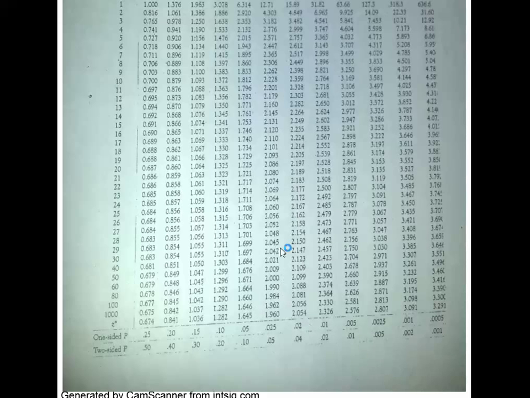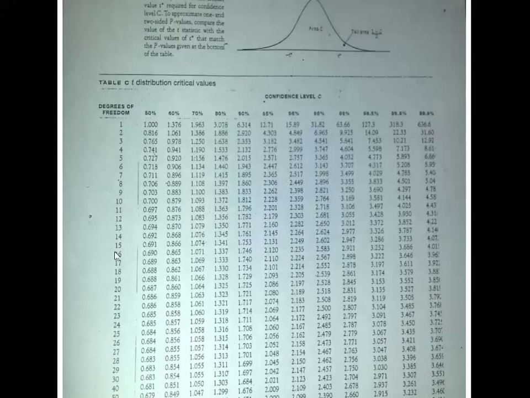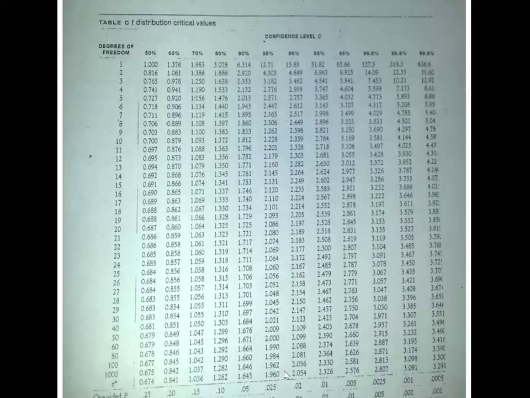But in the meantime, it does differ quite a bit. You can see that at 15 degrees of freedom, we have 2.131. That's a lot further out, standard deviation-wise, than it was under the standard normal curve, where we went to the left and to the right 1.96.